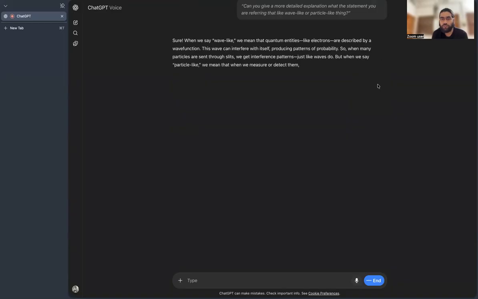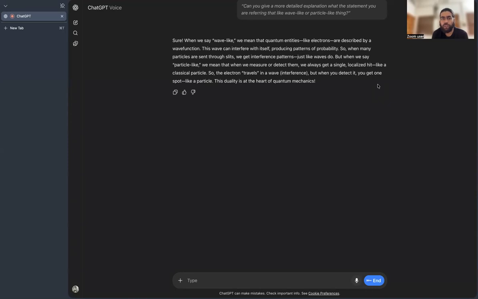But when we say particle-like, we mean that when we measure or detect them, we always get a single localized hit, like a classical particle. So the electron travels as a wave, with interference, but when you detect it, you get one spot, like a particle. This duality is at the heart of quantum mechanics.